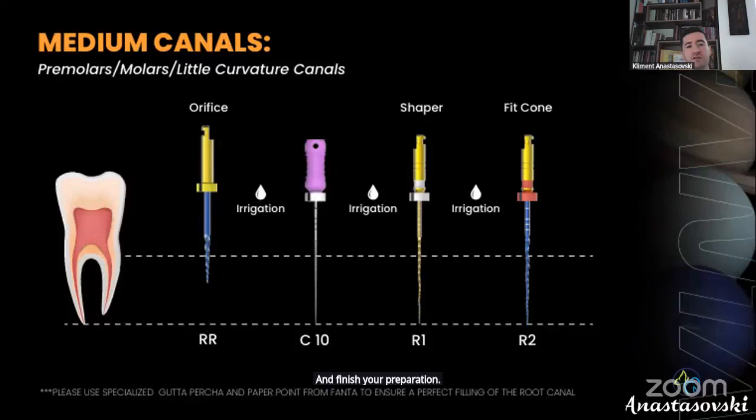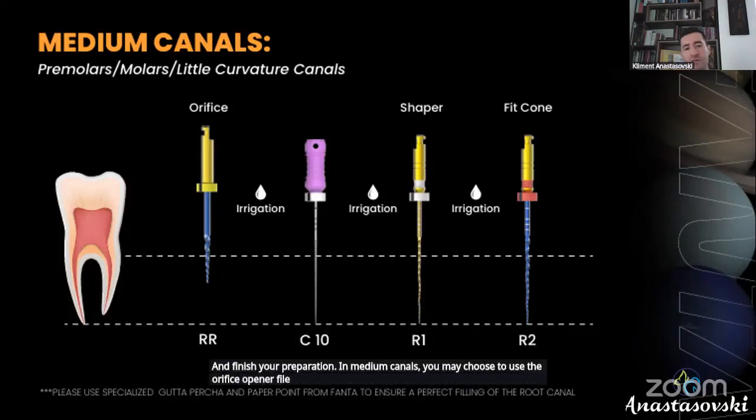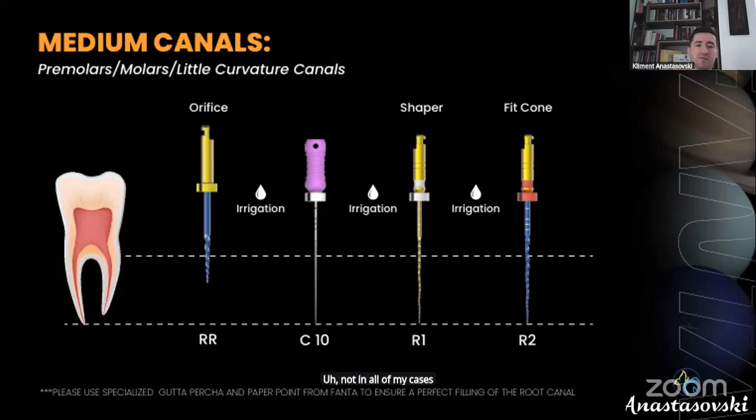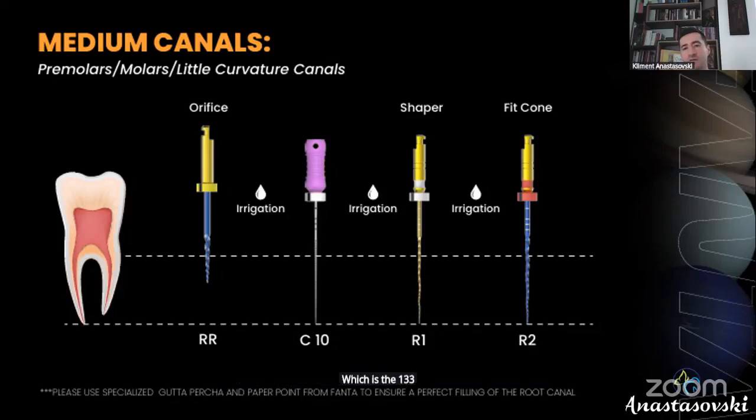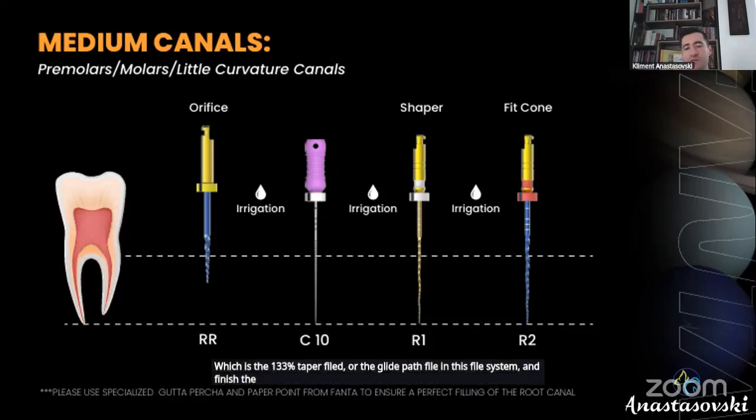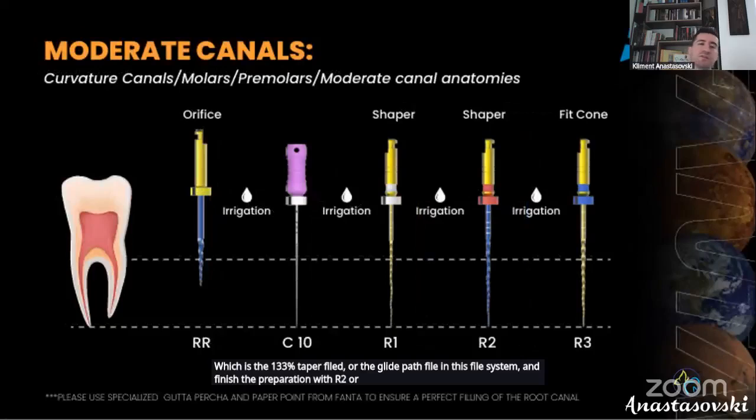In medium canals, you may choose to use the orifice opener file. Again, I'm using this kind of file in some of my cases, not in all of my cases. After that, you can measure the working length with a hand file, 10K file. And after that, in this kind of canals, you must use the R1 file, which is the 13.3% taper file or the glide path file in this file system, and finish the preparation with R2 or 25.4% taper.